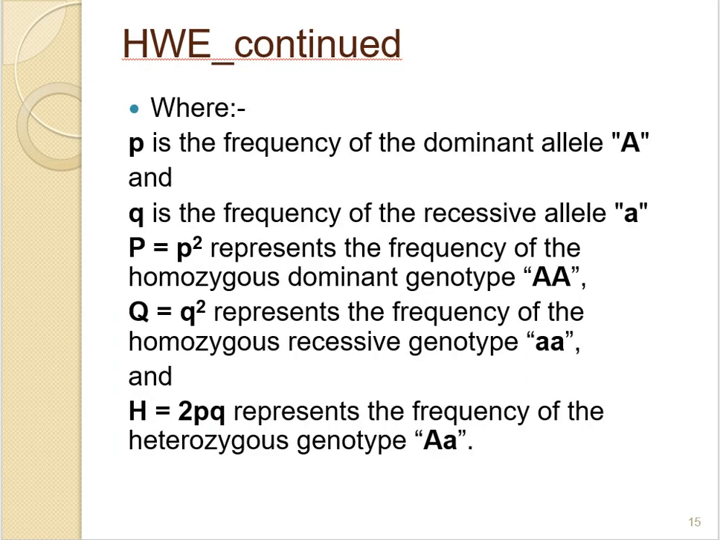So here I have defined the terms. p is the frequency of the dominant allele, for example A. q is the frequency of the recessive allele, small a. Capital P is equal to small p squared, which is the frequency of the homozygous dominant genotype AA. Capital Q is equal to small q squared, which represents the frequency of the homozygous recessive genotype small a small a. And H is equal to 2pq, which represents the frequency of the heterozygous genotype capital A small a.